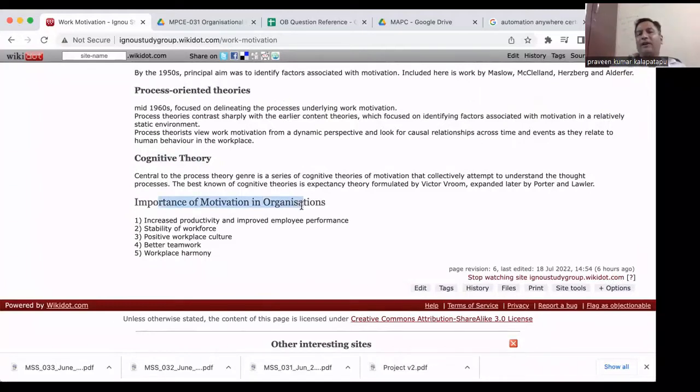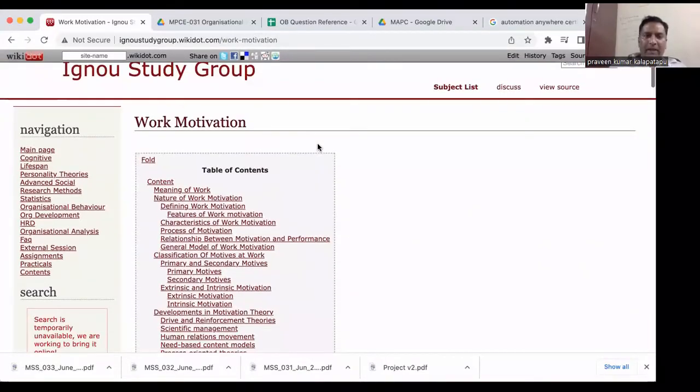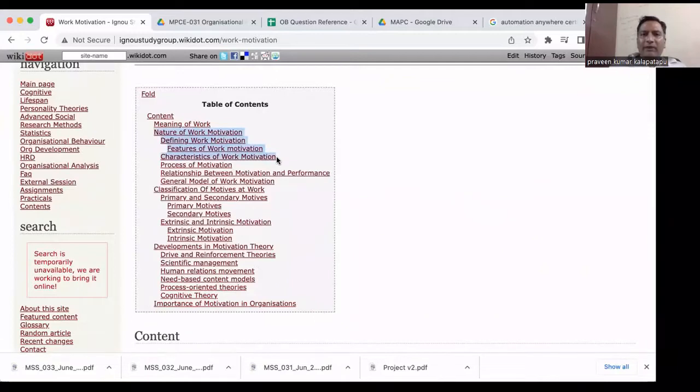Importance of motivation in the organization. Why is motivation important? I don't think we need to talk about this. Every one of us knows why motivation is important. These are the 5 points if you want to remember. So now we have finished unit 1. We went through the nature of work motivation, and we talked about the definition of it. Then we talked about primary and secondary, intrinsic and extrinsic. And then we went through the various classifications of the motivation theories. There are 2 main classes, which are content models and process theories.